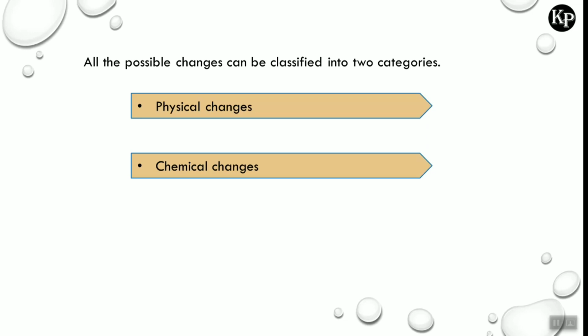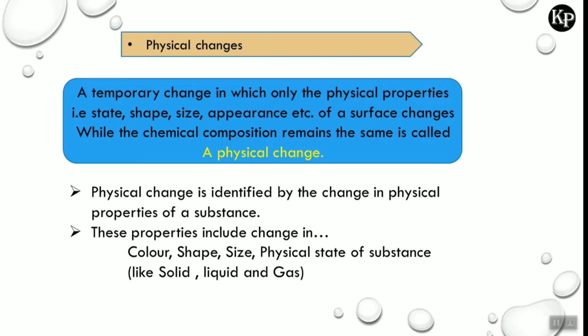All the possible changes can be classified into two categories, that is, physical changes and chemical changes. Let's see physical changes. The first one, physical changes. A temporary change in which only the physical properties, that is state, shape, size, appearance, etc. of a substance change while the chemical composition remains the same, is called a physical change. Physical change is identified by the change in physical properties of the substance. These properties include change in color, shape, size, physical state of a substance, that is solid, liquid and gas.